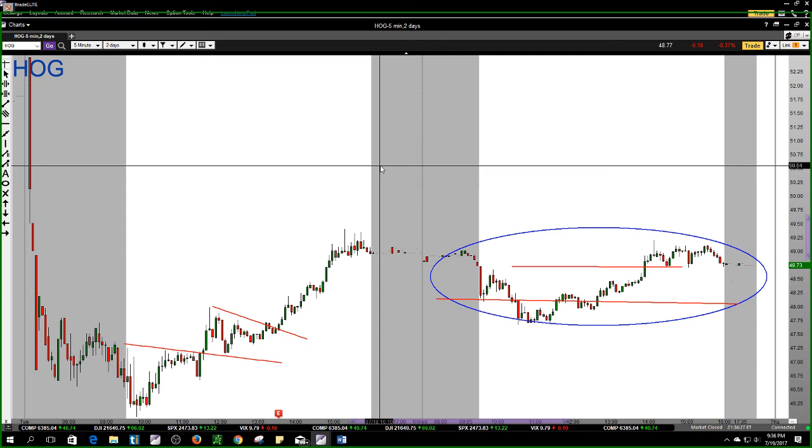Simple things like a flag on this chart would have chopped you up. Flags, bull flags here, bear flags here would have chopped you up. Opening range would have chopped you up. And so it doesn't mean that your strategies are not working, it just means that the charts are not ready to play the way that you want them to.